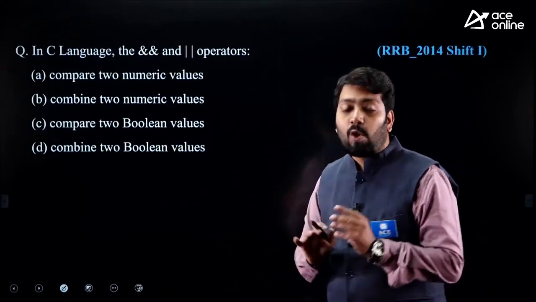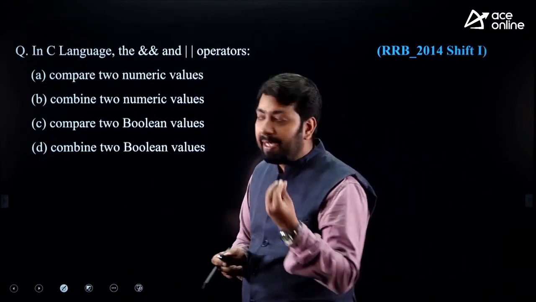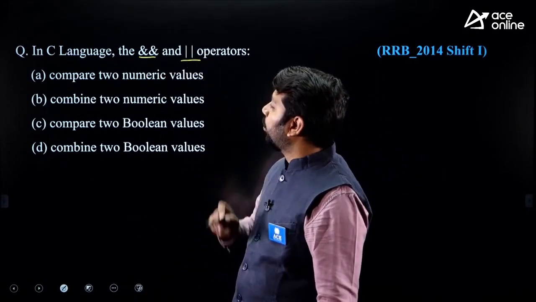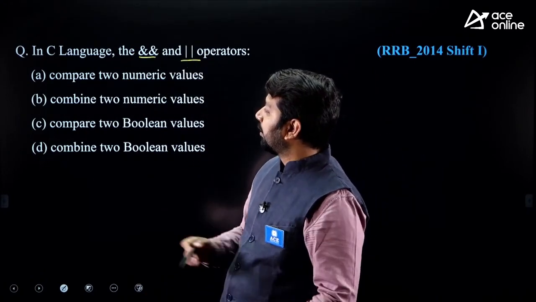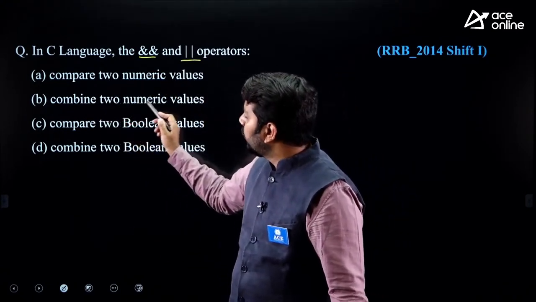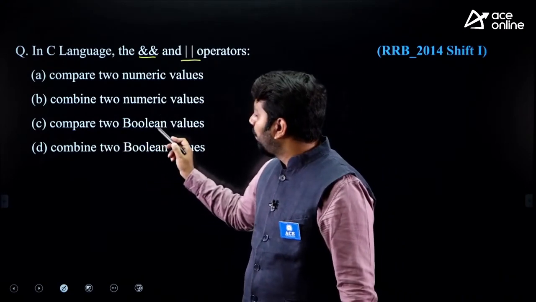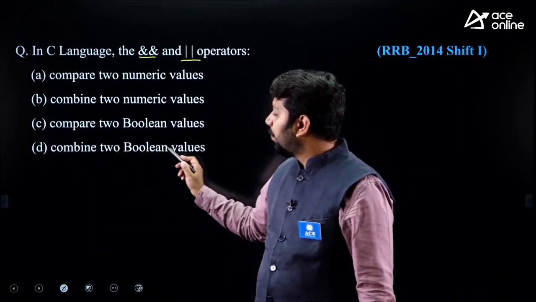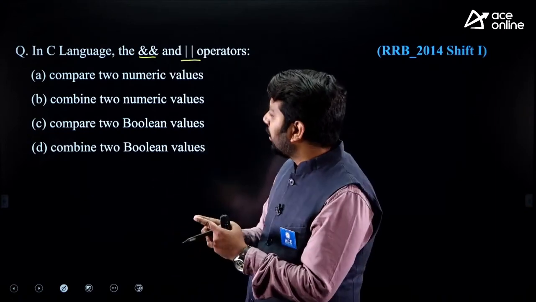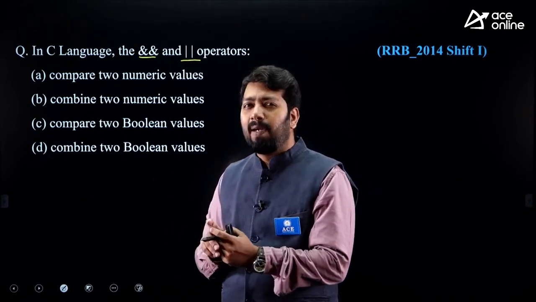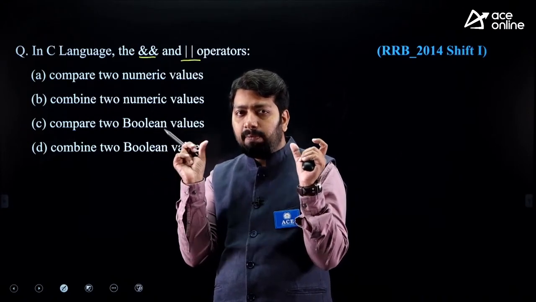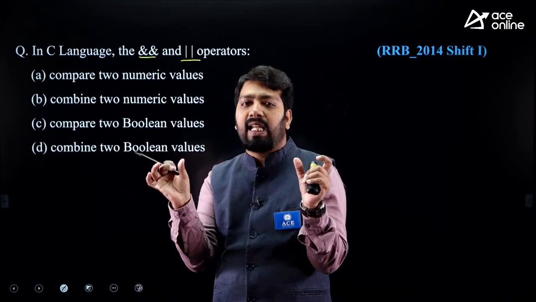Next, let's talk about our next topic, which is operators in C language. What are those operators and why do we use them? Compare numerical values, combine numeric values, compare Boolean values, combine Boolean values. Now many of you might be thinking, sir, compare and combine, but we normally use them between conditions. That means we normally use them between relational expressions.